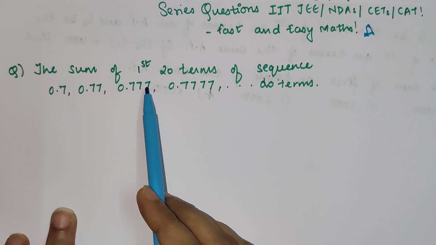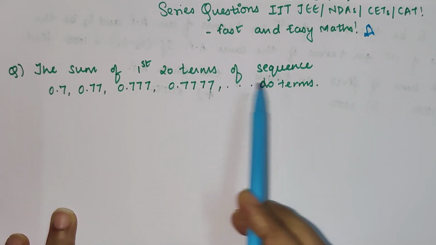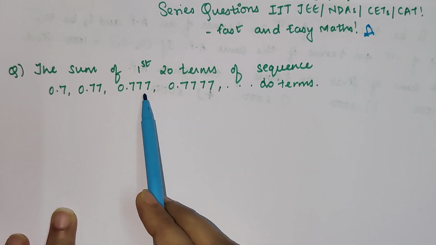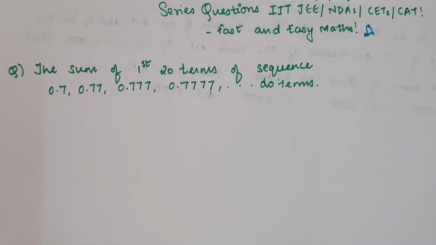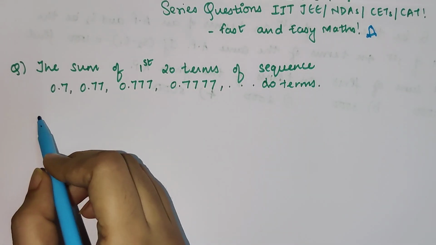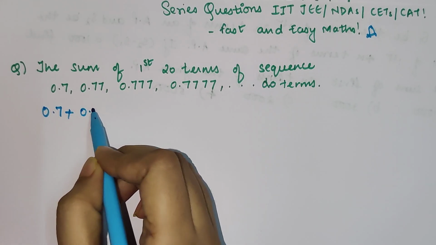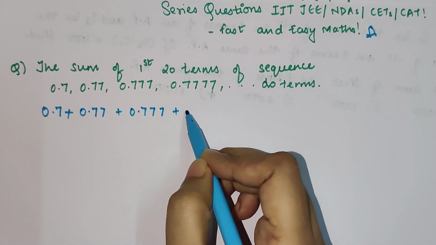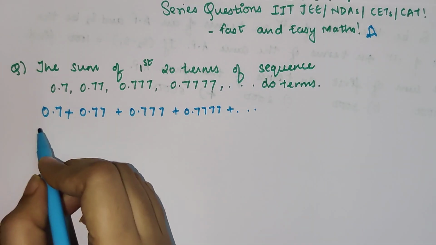The sum of first 20 terms of the sequence is what? We have 0.7, 0.77, then we have 0.777, then we have 0.7777, and it will go up to 20 terms. So here they are going to ask you the sum of 0.7 plus 0.77 plus 0.777 plus 0.7777, and it will go on. So what do we do?